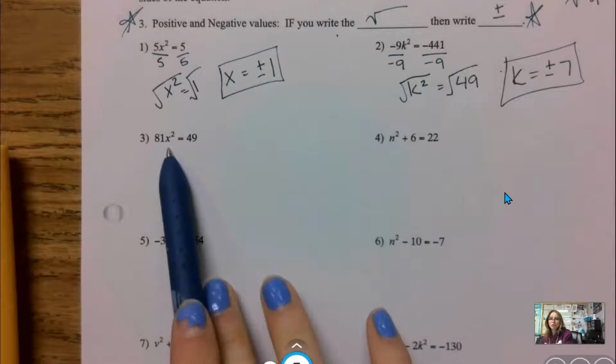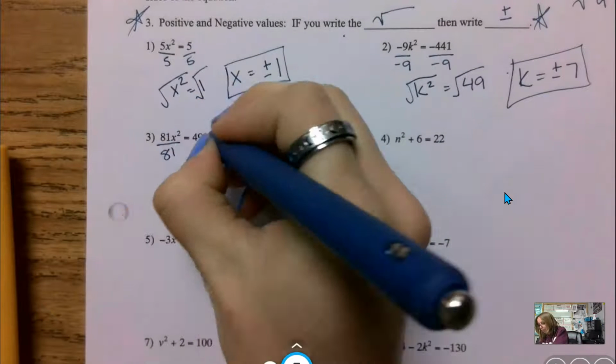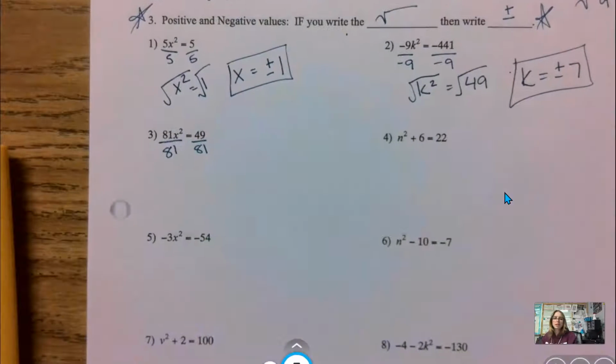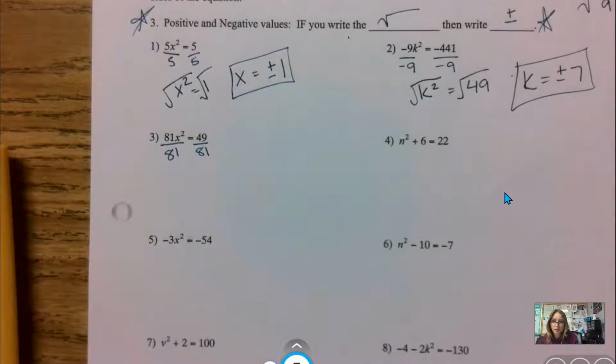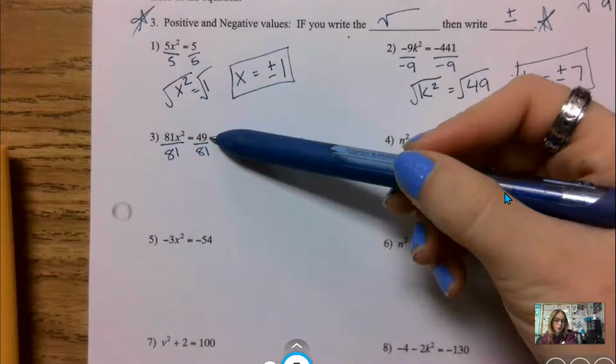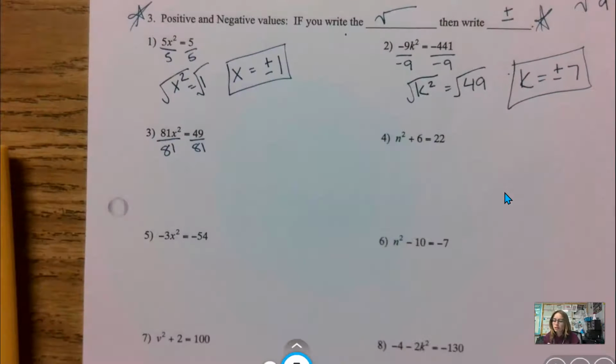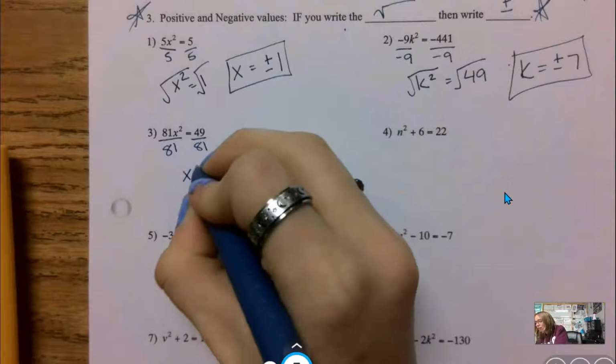Alright, so now we're going to look at this one. This one's going to be a little different. So we're going to divide both sides by 81. And you're probably thinking, yeah, that's not going to turn out very nice. Well, before we reduce this fraction, is 49 a perfect square? Yeah. Is 81 a perfect square? Oh my gosh, yes. It's like they did that on purpose.